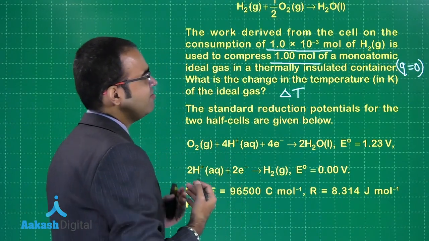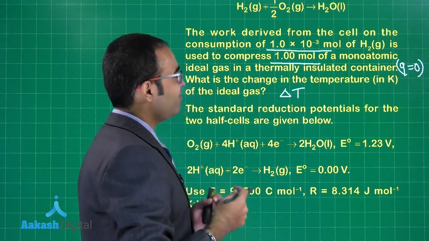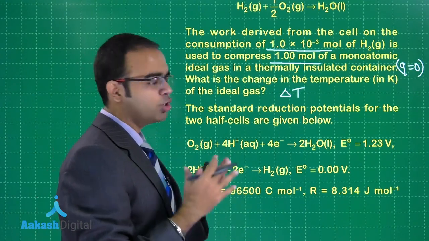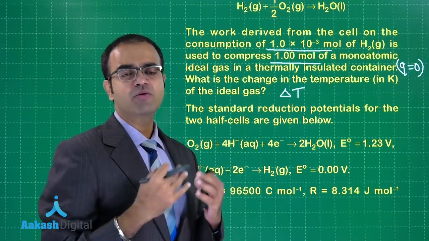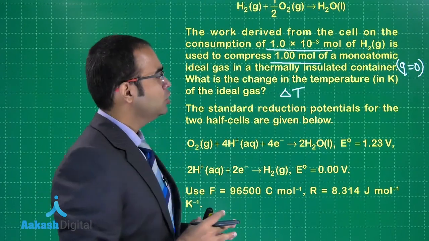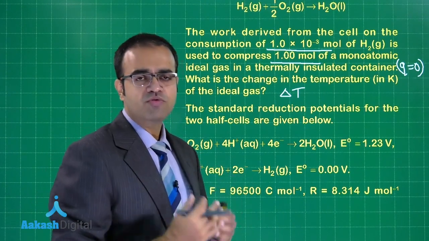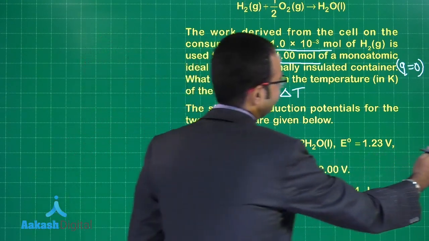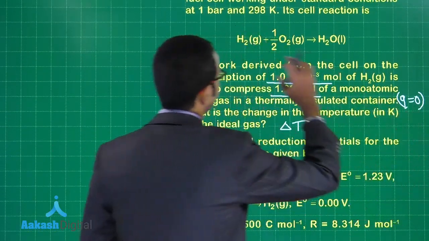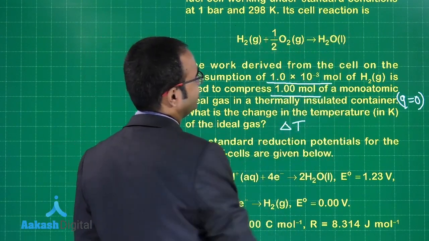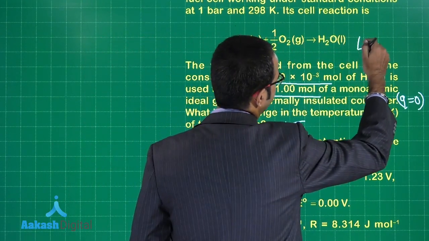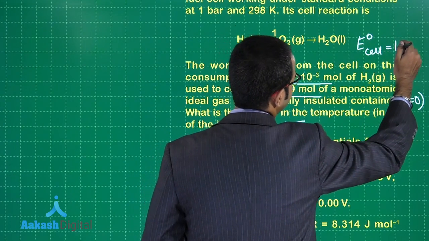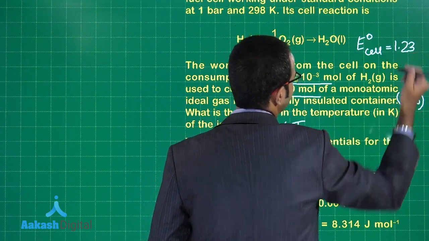Okay, so how will we go about it? First of all, we'll have to find out the work done. And for work done, we require del G naught, right? So how do I calculate del G naught? For del G naught, I will require E naught. So my equation is given over here. That is H2 plus half O2 giving you H2O. So what will be E naught for this cell, guys? E naught for this cell will be 1.23 volts.